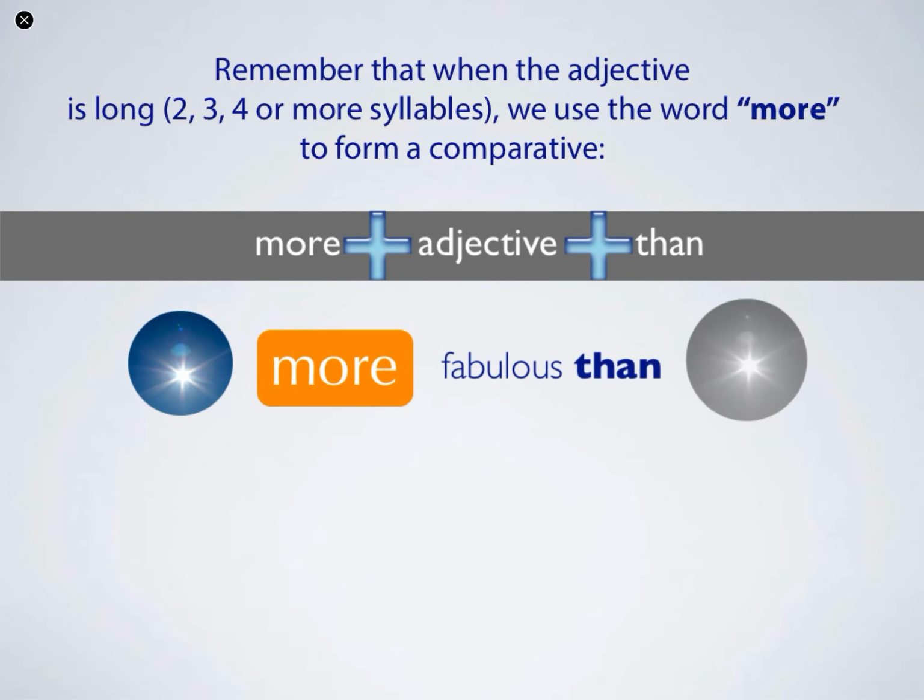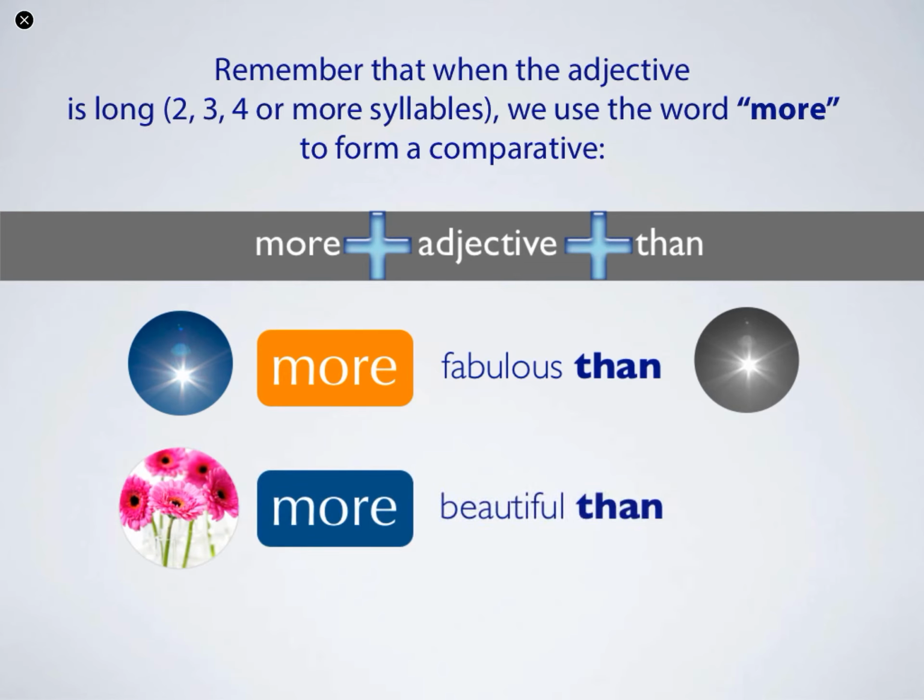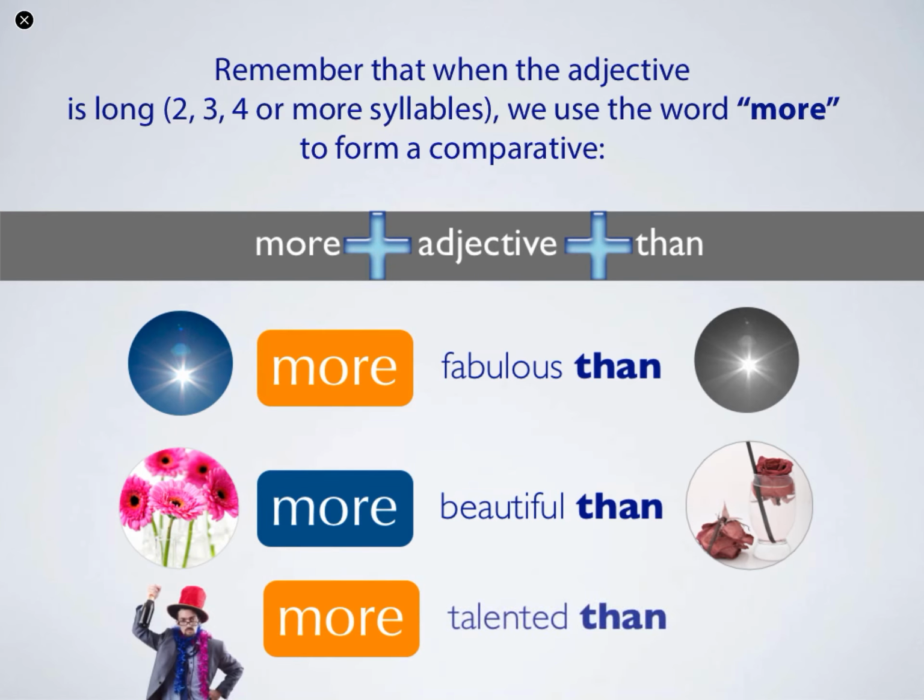It's also important to remember that when the adjective is long, so it has 2, 3, 4 or more syllables... Teacher, I don't know how to count syllables in English. Eu não aprendi a contar sílabas em inglês. That's not a problem. If you don't know how to count syllables in English, you can use the number of letters. Você pode contar as letras. So if a word has 8 or more letters, then it has, of course, a lot of syllables.